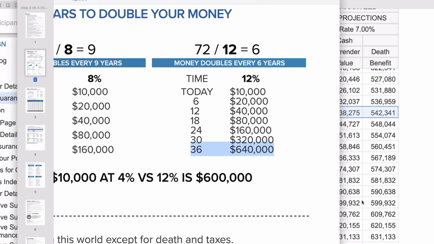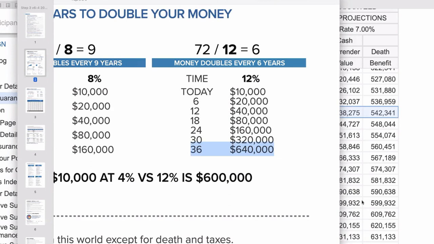Why? It's the time value of money. The sooner I start, the better. The longer I save and invest, the better. So what do you write on that? Time value of money. That is the actual verbiage for it. It's the time value of money or the power of time. Compounding only works with time.